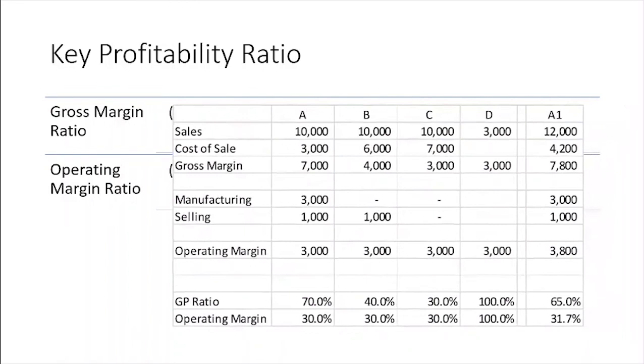Well, here is another example. We just made up another example. What if company A has a higher sale of 12,000 now instead of 10,000? What will happen to their profits? Their manufacturing cost will remain the same, because they already have the labor, right? Their cost of sale will increase slightly, because that's the labor cost, that's the material cost. So their gross profit ratio will drop slightly, but their operating margin will increase.